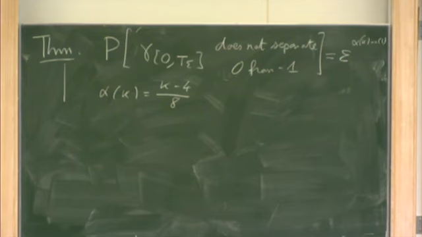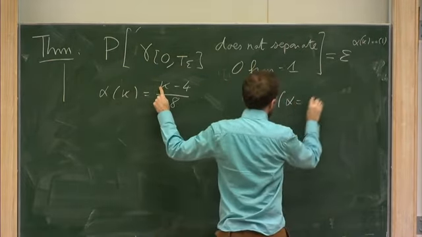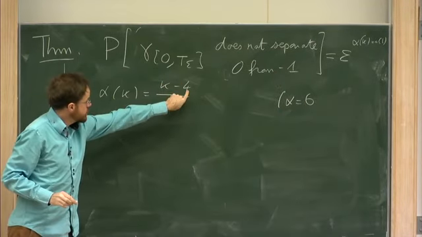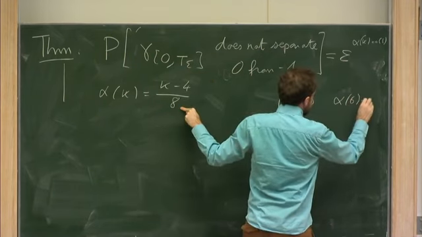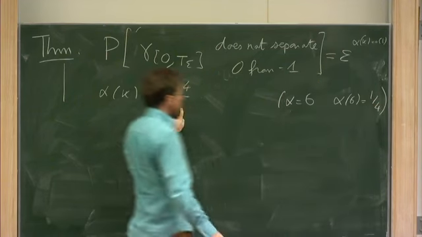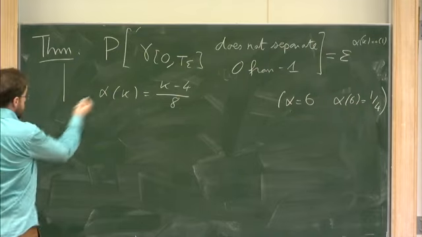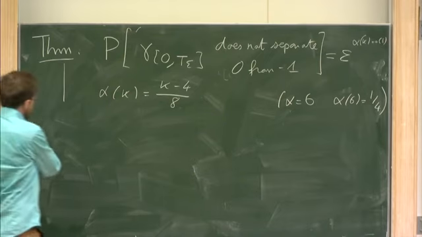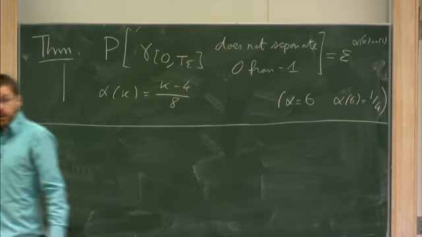So that's what we want to prove, and just to connect that to percolation, if you plug kappa equal to 6 here, you get 6 minus 4, which is 2 over 8, which is 1 over 4. So the alpha of 6 is 1 over 4. And this 1 over 4 is the same as the 1 over 4 that is over there. So that's what we want to know. We want to estimate this probability, and we want to say something about how it decays as epsilon goes to 0. Okay?